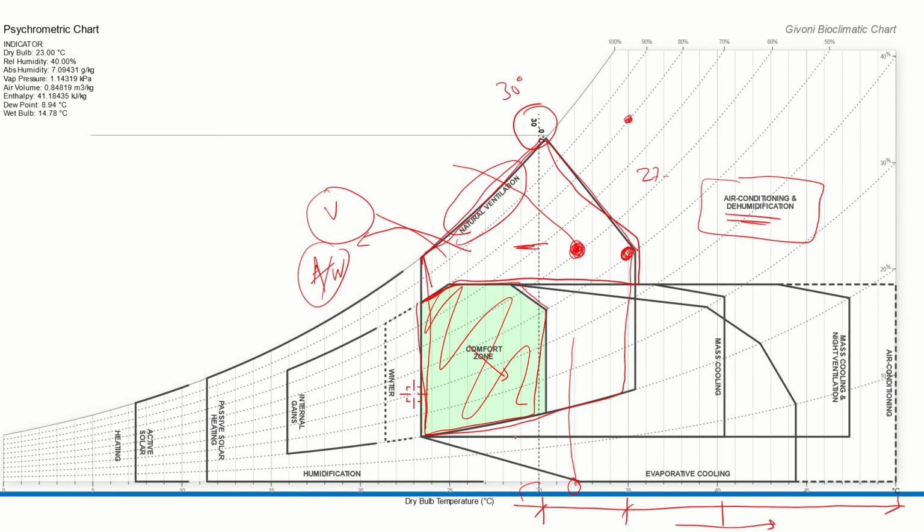Okay. In some cases, let's say if we have 32 degrees Celsius, and for some reason we don't get to this level, but just theoretically for discussion, if our humidity level is very low, we are very dry, it says we should use evaporative cooling if we are in this zone. Or if you have to use mass cooling, night ventilation, if we are somewhere in this.